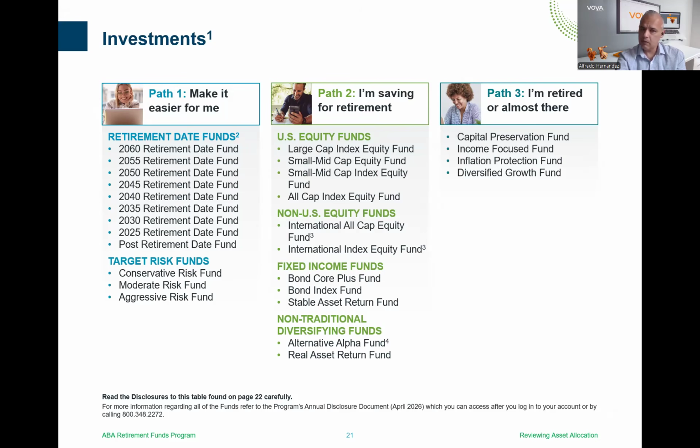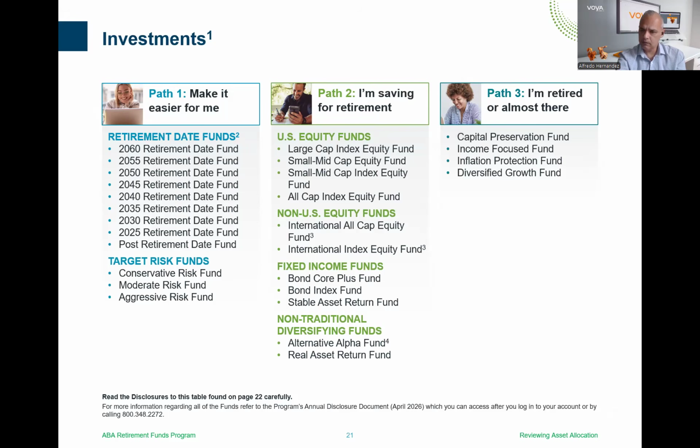Now, years later, maybe you're mid-career, and you say, it's time to start decreasing that risk. And I will move from the aggressive risk fund into the moderate risk fund. And then maybe 5 years to retirement, or you're approaching retirement and you say, it is time to start being a little bit less risky, and let me move from the moderate risk fund into the conservative risk fund.